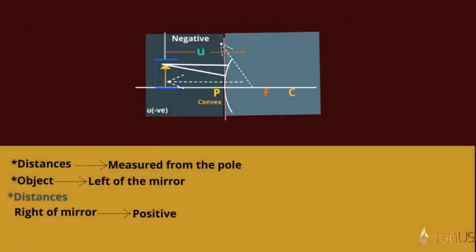What if, instead of a concave mirror, we take a convex mirror and keep the object at a finite distance to the left of it? In this case, we know that the image will be formed here. It's a virtual image. The object distance will always be negative. But since here the image is on the right, its distance v will be positive. What about focal length? For a convex mirror, the principal focus lies to the right of the mirror. Hence, focal length is also positive.